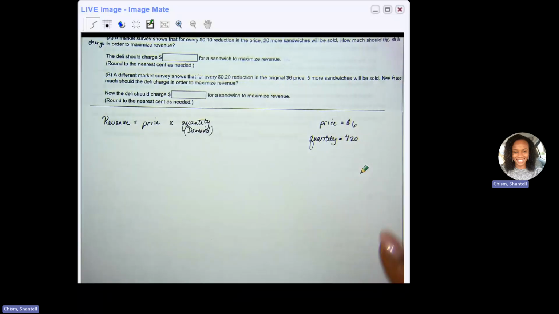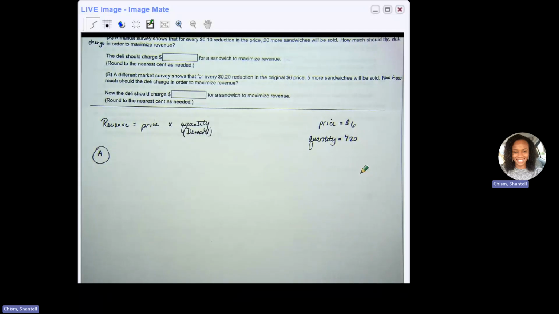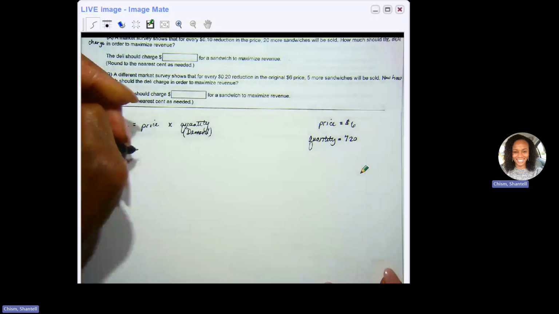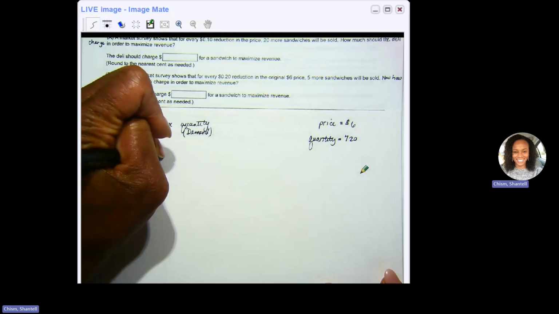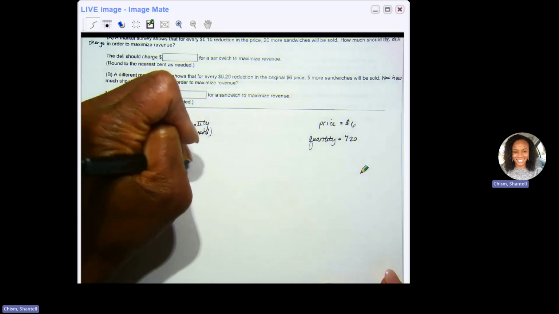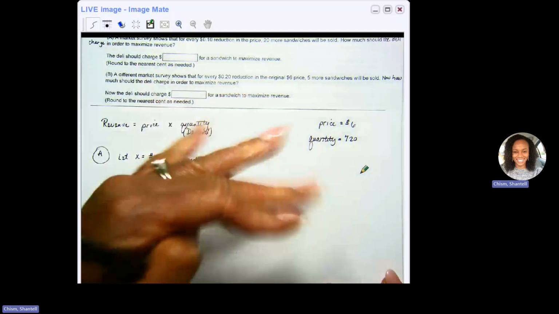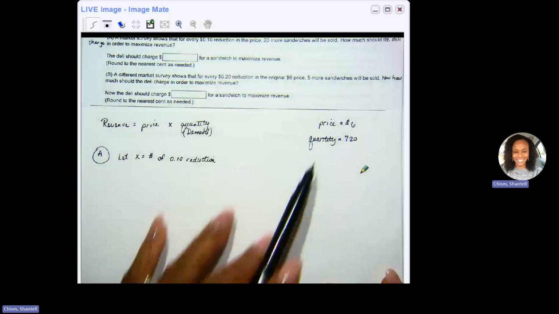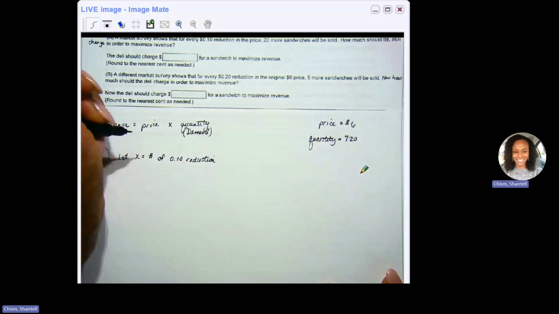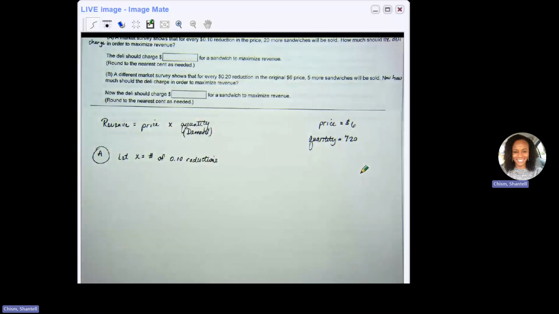Okay. Now they tell us on part A that a market survey shows that for every 10 cents in reduction in the price, 20 more sandwiches will be sold. So let's start off with let X equal the number of 10-cent reductions. As we give more and more reductions in the price, as X increases, we want to see how we can adjust the price and quantity. So let X be the number of 10-cent reductions. Let's start there. So what happens when the price changes?